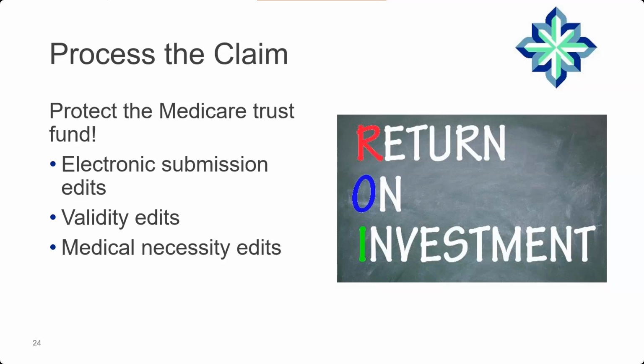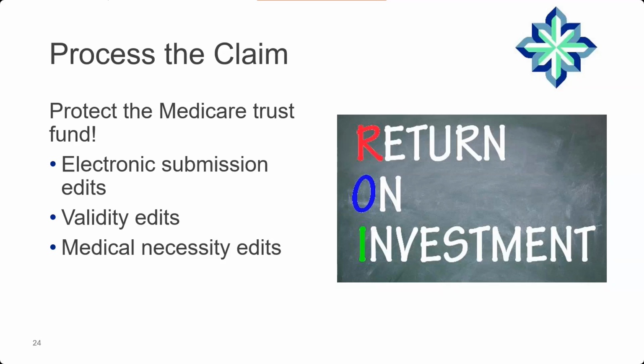Okay. The last set of edits is medical necessity edits, and these actually cause claim denials. These are the ones that you typically have appeal rights with and all those types of things. It's the edits that will actually allow us to process the claim and say, no, this isn't right. So we want to make sure that you understand each portion.